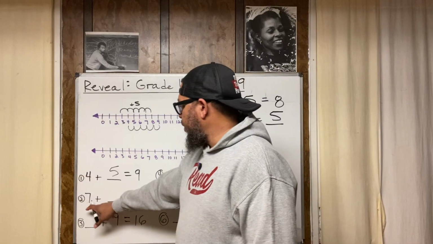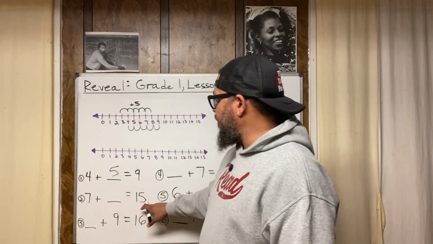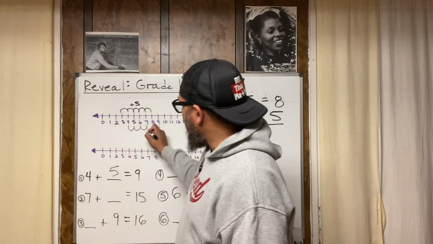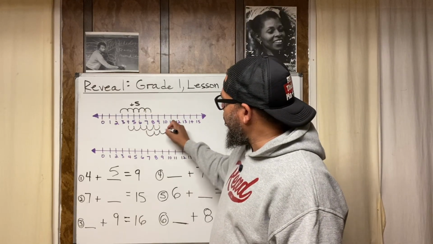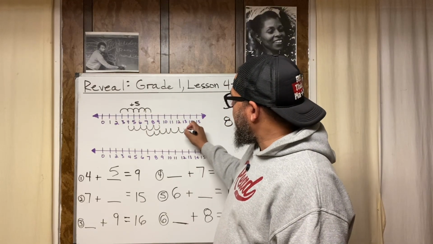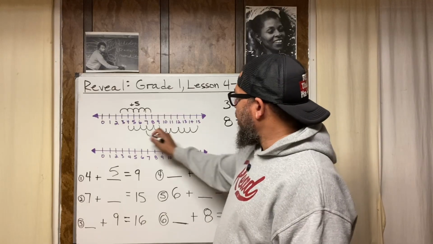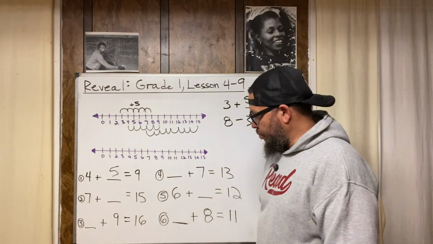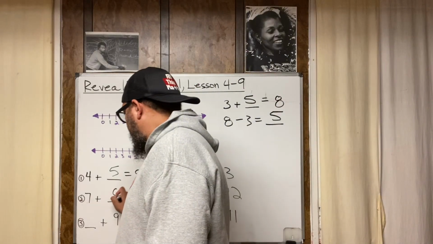Then number 2, 7 plus blank is 15. So if we started at 7 and we got to go to 15, we go 1, 2, 3, 4, 5, 6, 7, 8. 8 spaces. 8 jumps. So 7 plus 8 is 15.